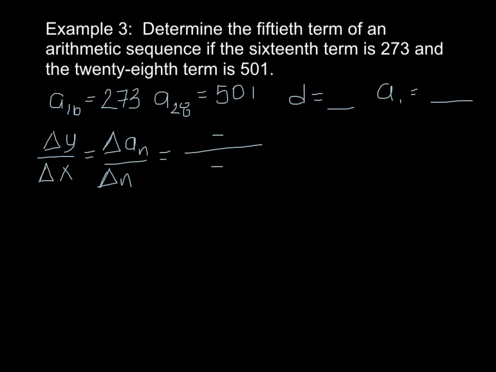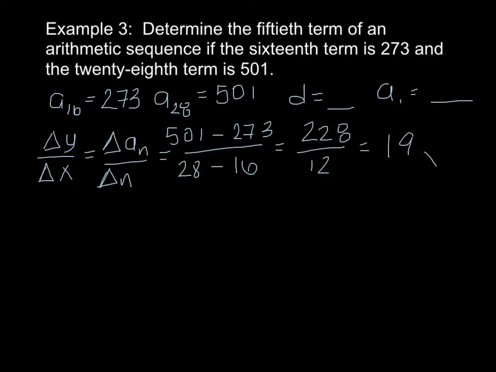So our two y values are 501 and 273. Our two x values in the same exact order are 28 and 16. If you do a little bit of subtraction, you will get 228 over 12, and 228 divided by 12 is 19. That is our common difference. Okay, so our common difference is 19.